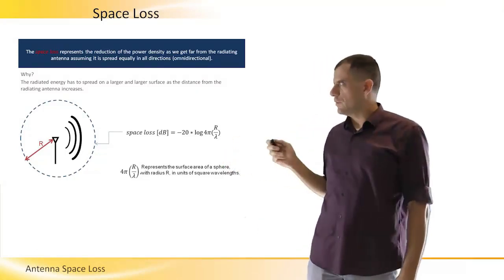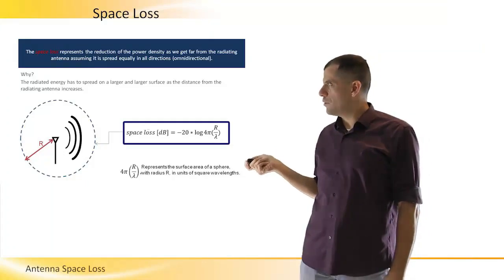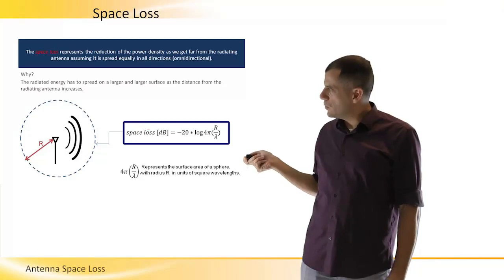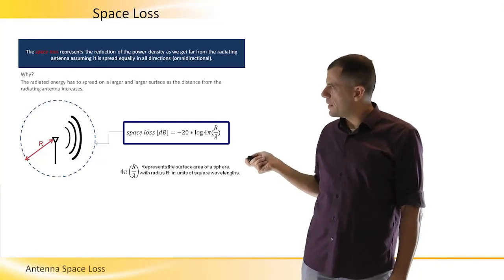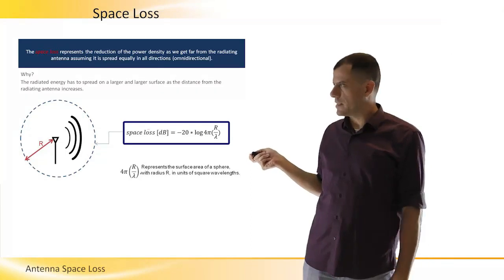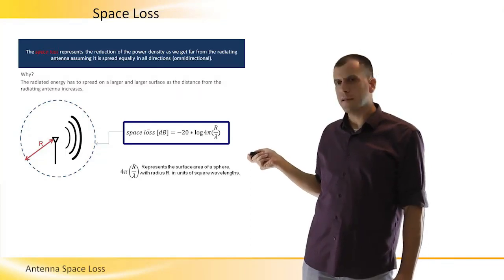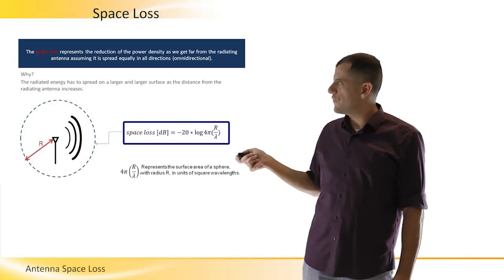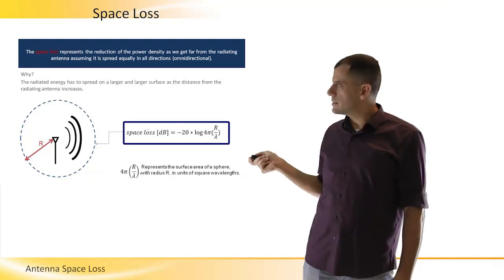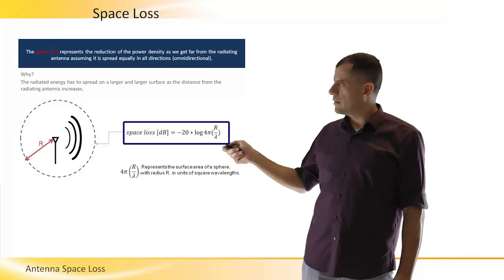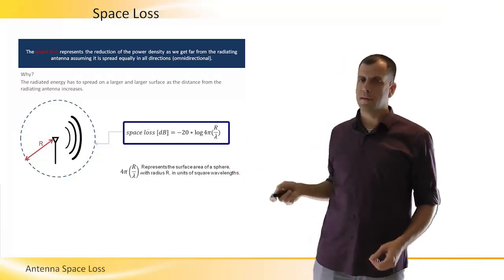So if we look, this is the formula that represents this. This is 20 log 4 pi multiplied by R, that represents the range, divided by wavelength. And this actually represents how much the energy fades in case we have a vacuum between the antenna and the point that interests us.